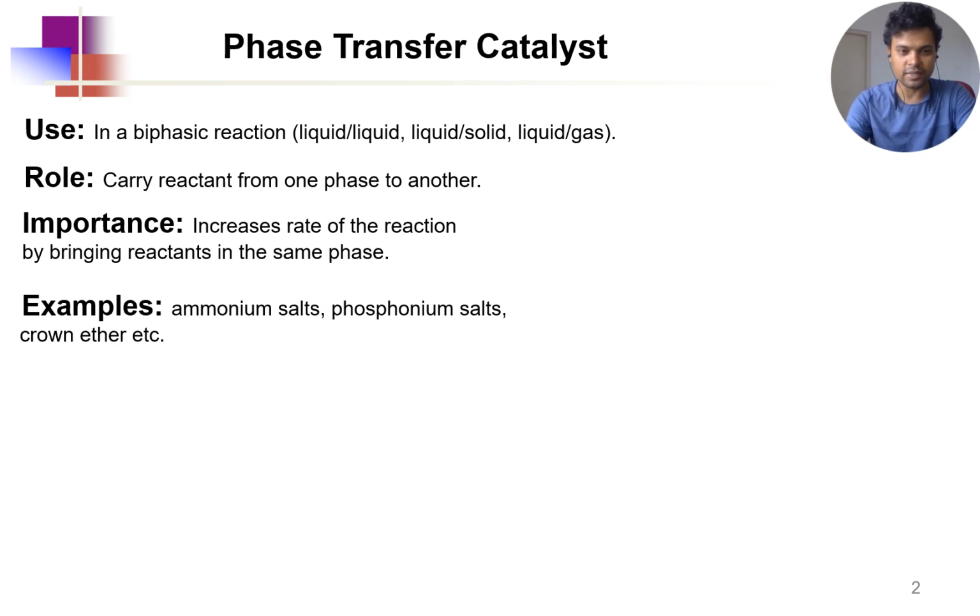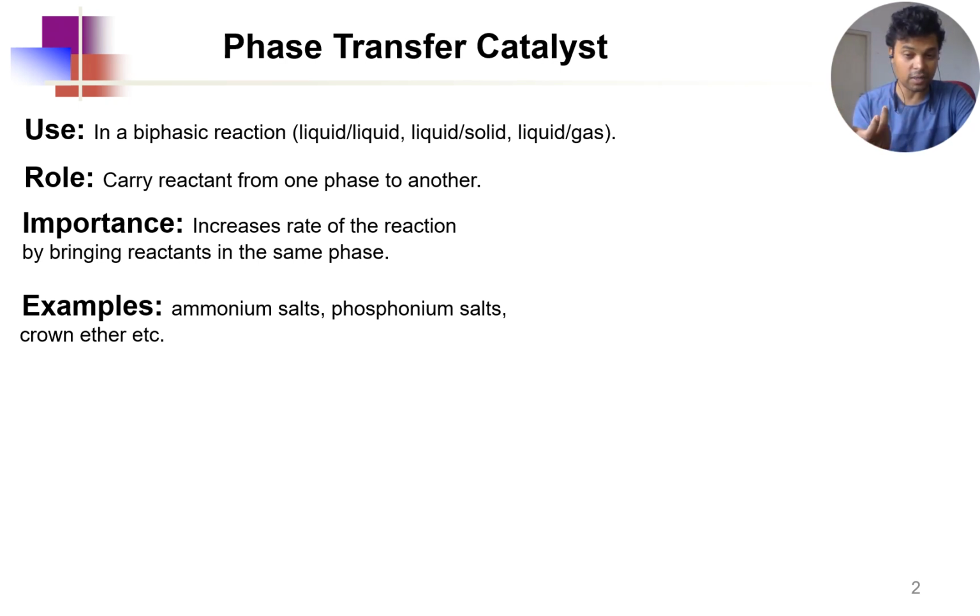Examples: there are certain examples like ammonium salts, which are very commonly used, phosphonium salts, and crown ethers. The reason is that these compounds are soluble in aqueous as well as in organic solvents. That is the most important thing, and that is why they are used as phase transfer catalysts. So when you are using a phase transfer catalyst, always remember that my catalyst should be soluble in both the phases.